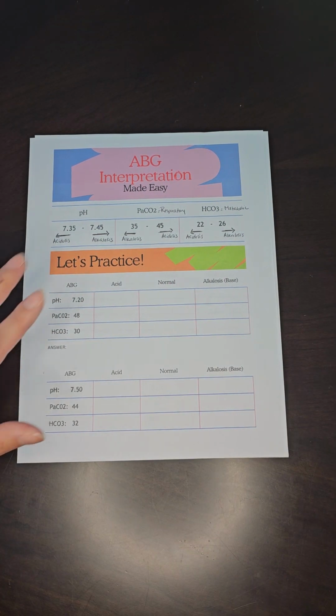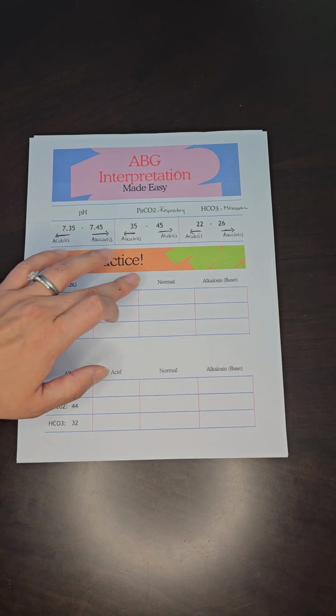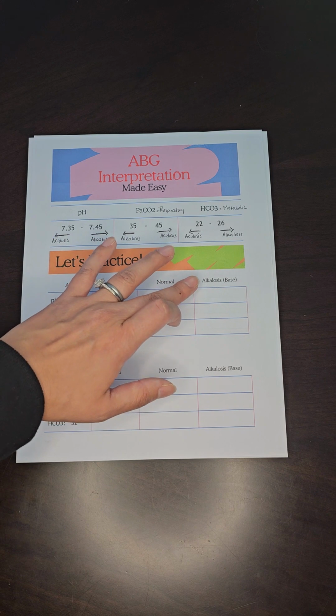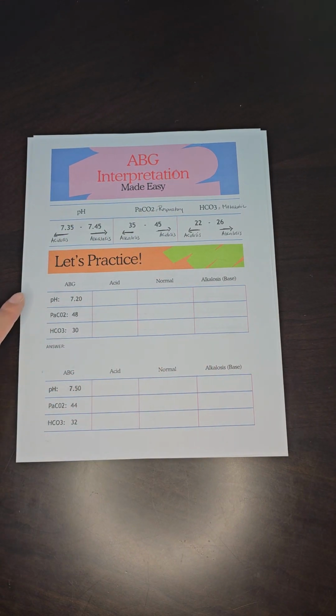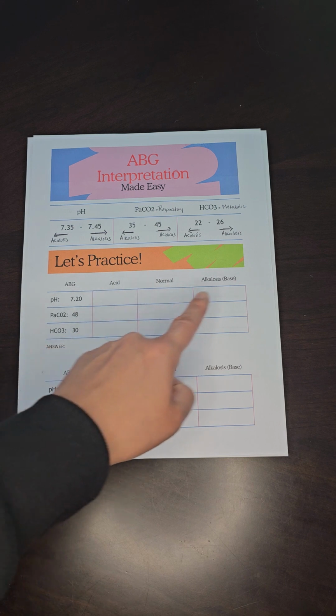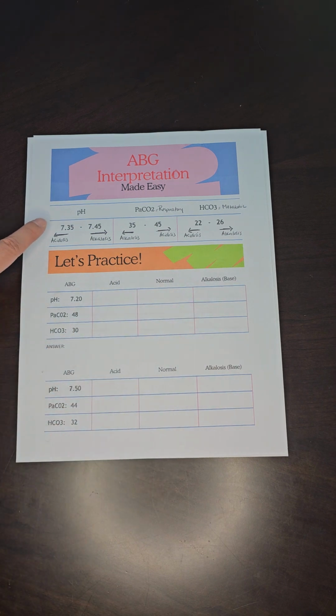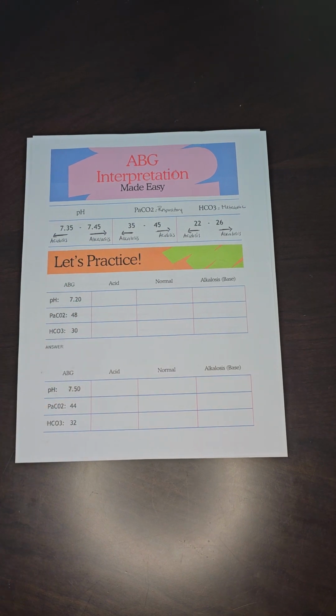I set this up as like a tic-tac-toe kind of, all right? So I have my column for my acid, I have my column for my normal values, and I have my column for my alkalosis or my base values, okay? So if we have a pH of 7.20, is that going to be acid, acidosis, normal, or alkalosis? Let's take a look at our values. Our pH, well, we know anything less than 7.35 is acidosis. So I'm going to take the pH and I'm just going to put it in the acid column.